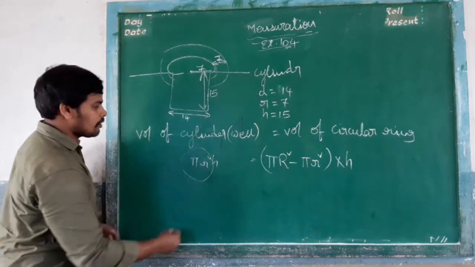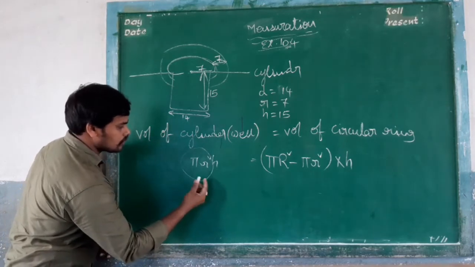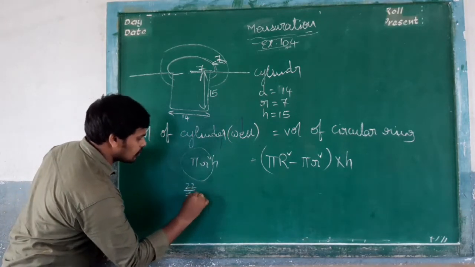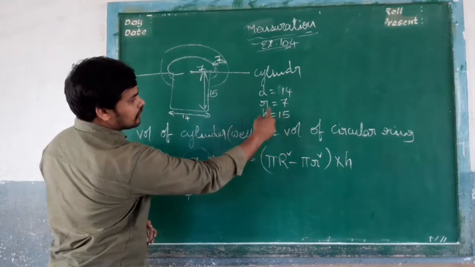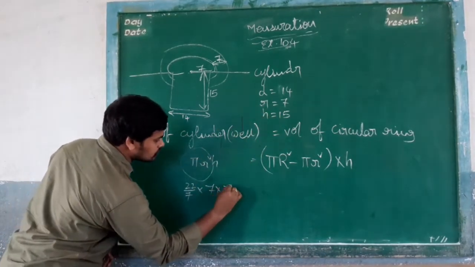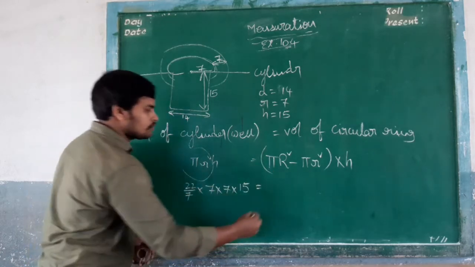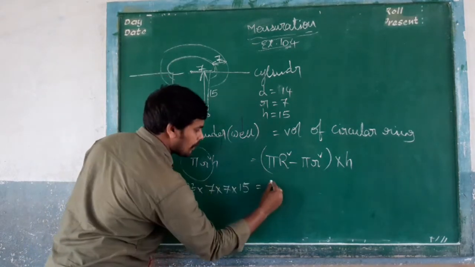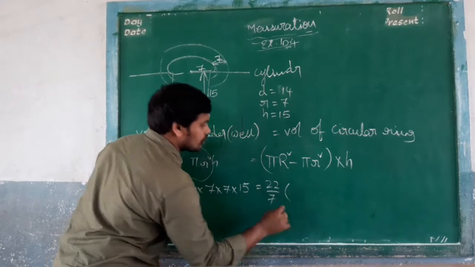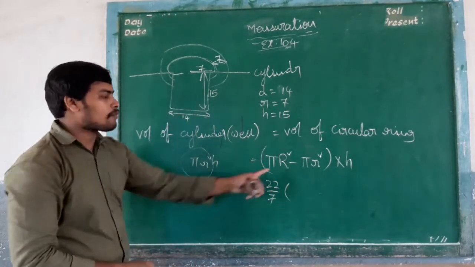Okay. What is the pi value? Pi value is 22/7. What is the radius of the cylinder? Radius of the cylinder is 7 into 7 into height of the cylinder, 15, that equals pi. What is the common value here? Pi, 22/7. Capital R square.